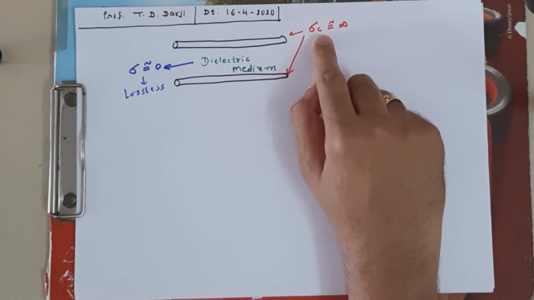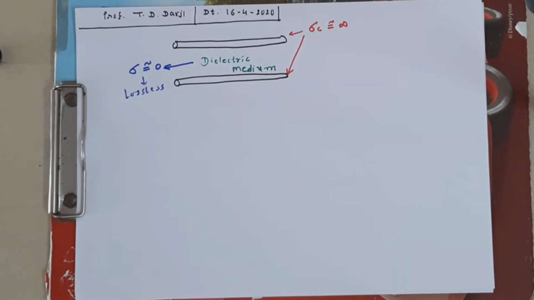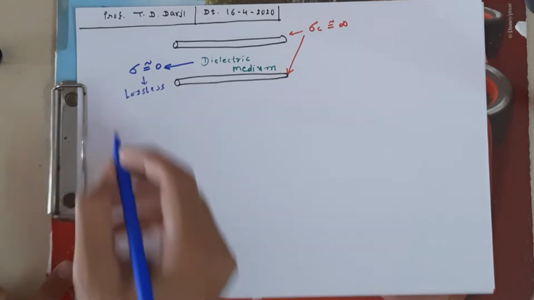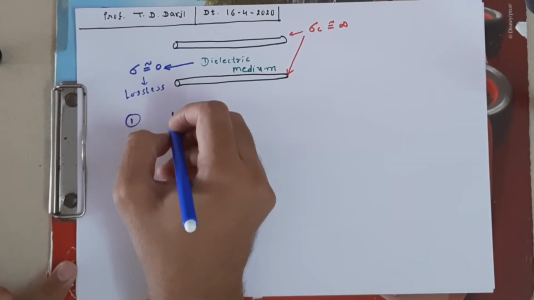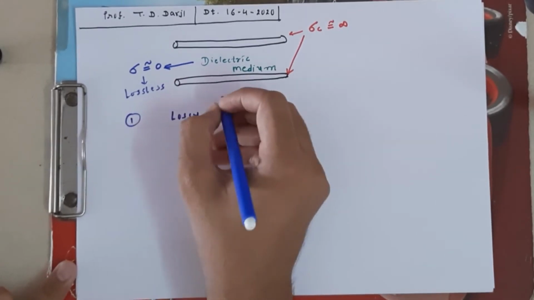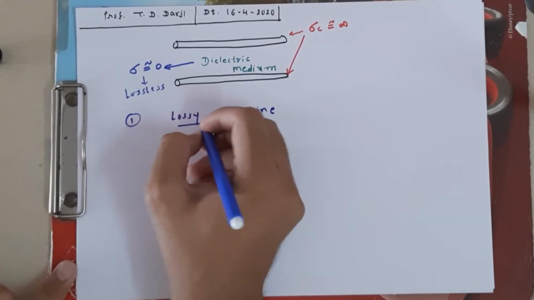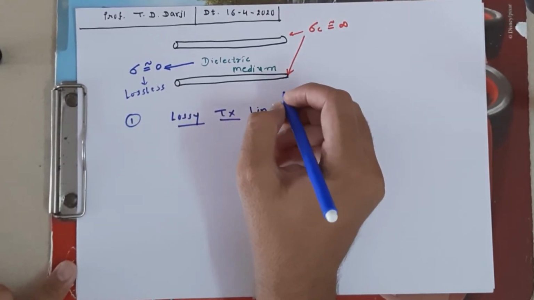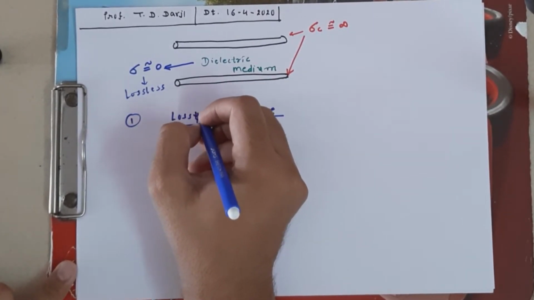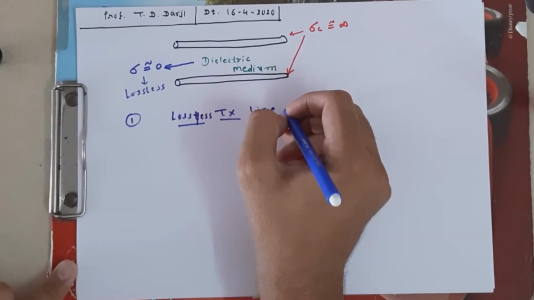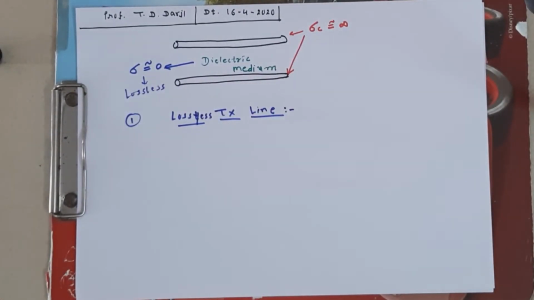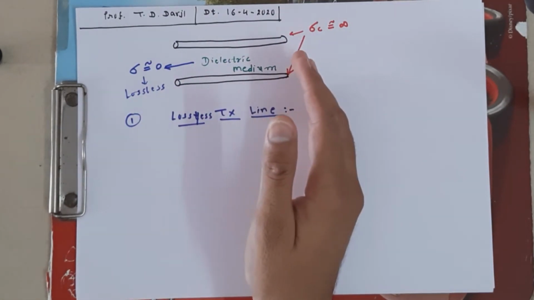Okay, so first we discuss number one, the lossless transmission line. Sorry, it's lossless, not lossy. There is no power loss throughout the propagation of the wave. So it's a lossless dielectric, or lossless transmission line.